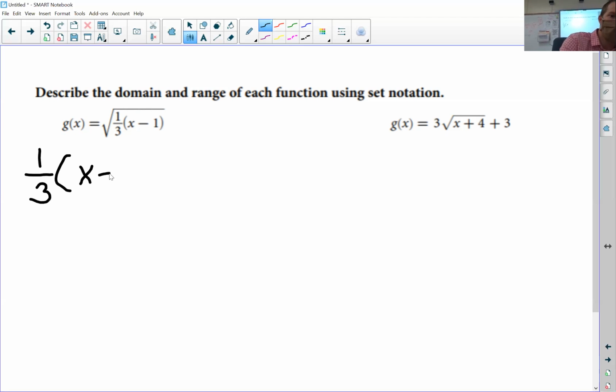I'm taking everything out from underneath the square root, and I'm going to set it greater than or equal to 0. Why? Because whatever's under there has to be positive, right? So I'll multiply this side by 3. 0 times 3, we like that.